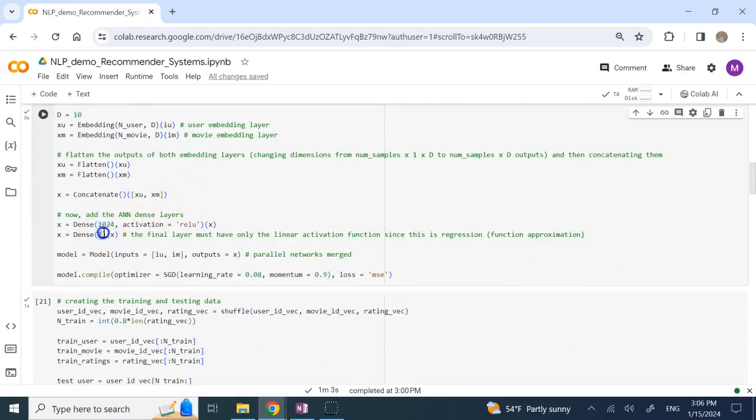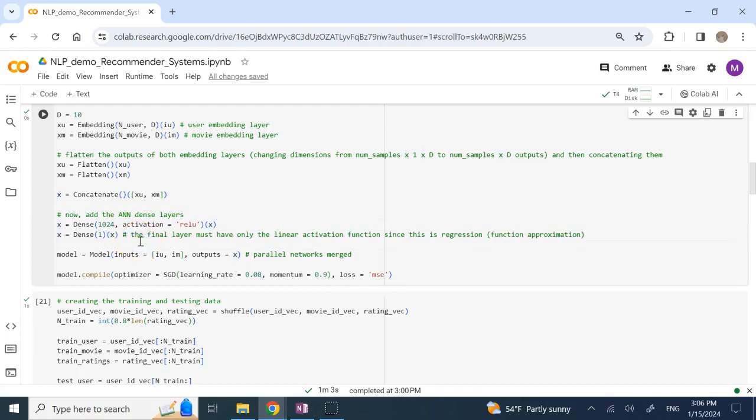The last layer will just spit out a single rating, so it should be a dense layer with a single neuron. And remember, since it's regression, the output layer should not have any activation function, or it should have the default, which is what? The linear activation function. So make sure this last one doesn't pass to it a softmax or sigmoid or something.